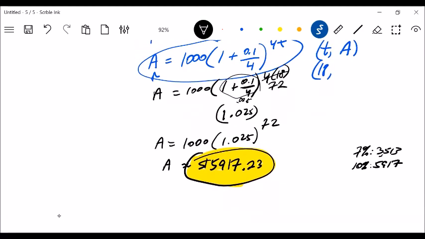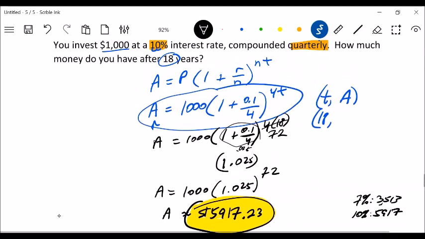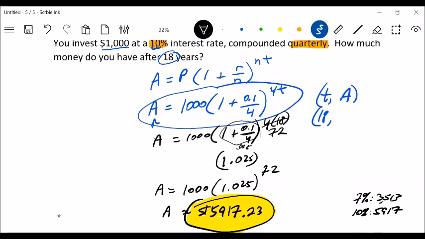And that concludes using these two formulas for growth and decay problems. I hope it made sense and hope it helped you. Thank you for listening and watching.